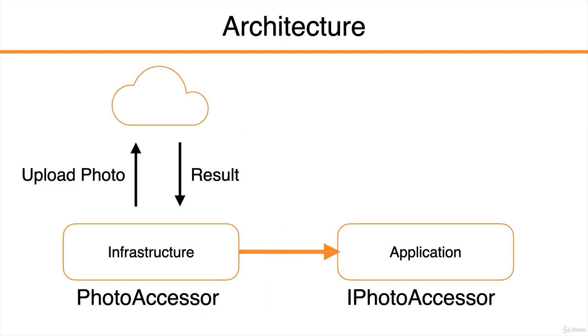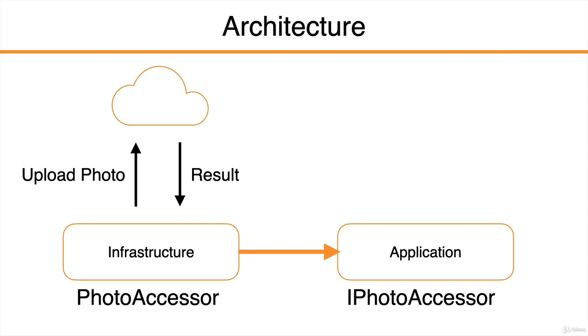So if we take a look at the architecture, then our business logic is once again contained in our application. But does our application layer need to know or care about where our images are being stored? Does it need to know about the cloud service we're going to use? Does it care if it's a cloud service or if it's a file system, or even if we were using our database to store these images?